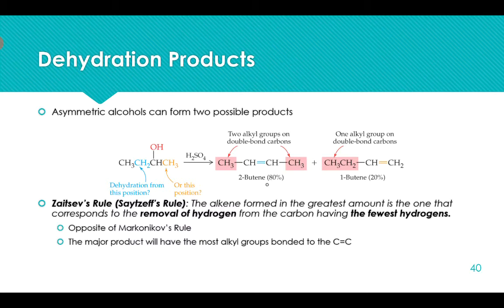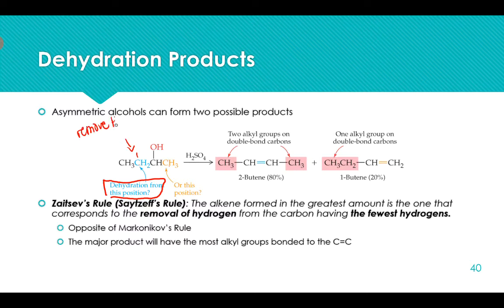This is where Zaitsev's rule comes in. So we will have to be careful about which hydrogen we remove. Remember that Markovnikov's rule for addition reactions means that we add the hydrogen to the carbon that had the most hydrogens. In Zaitsev's rule, we remove the hydrogen from the carbon that had the least hydrogens. And so we're going to be removing from this blue one because it only had 2 hydrogens, whereas the gold one had 3 hydrogens. So Zaitsev's rule says you remove from the fewest.